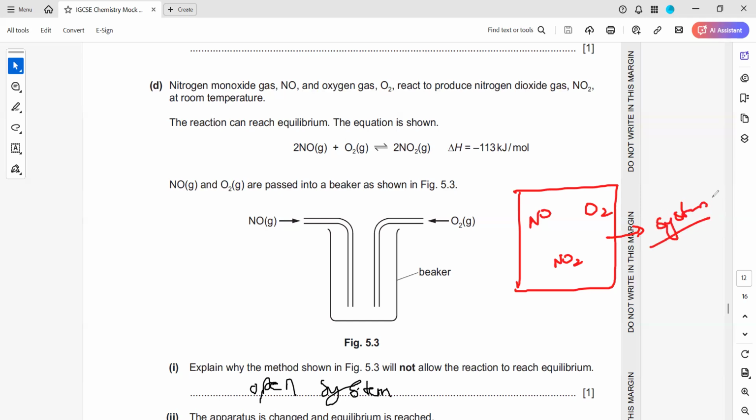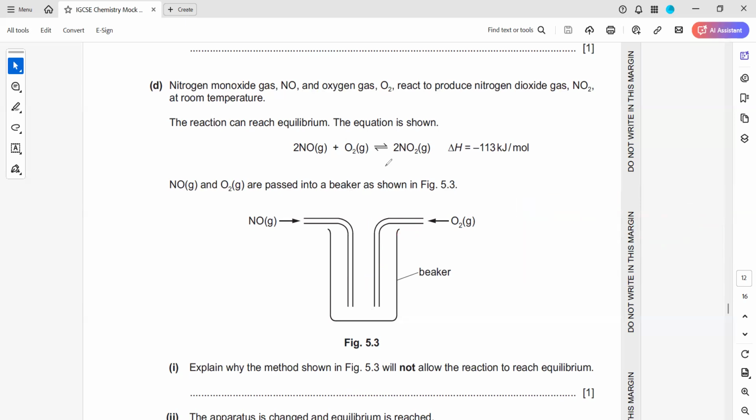We should have a system which is not losing any reactant or product. But why will this method not allow it to reach equilibrium? Because when nitrogen monoxide and oxygen react, they give nitrogen dioxide, but the gases can escape. The unreacted nitrogen monoxide and oxygen can escape, and the formed nitrogen dioxide can also escape. Because they're not in a closed system, it will never reach an equilibrium. You can only reach equilibrium when you don't allow the reactant and the product to escape from the system.